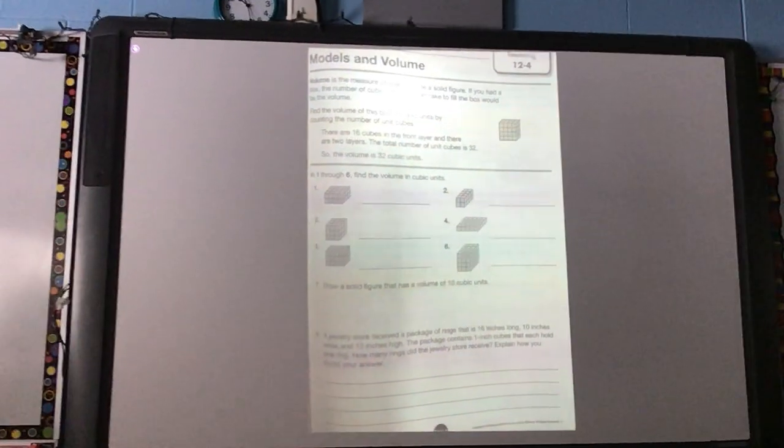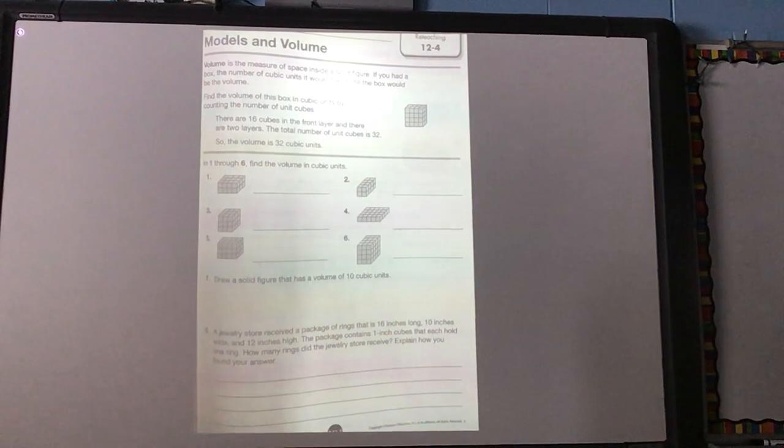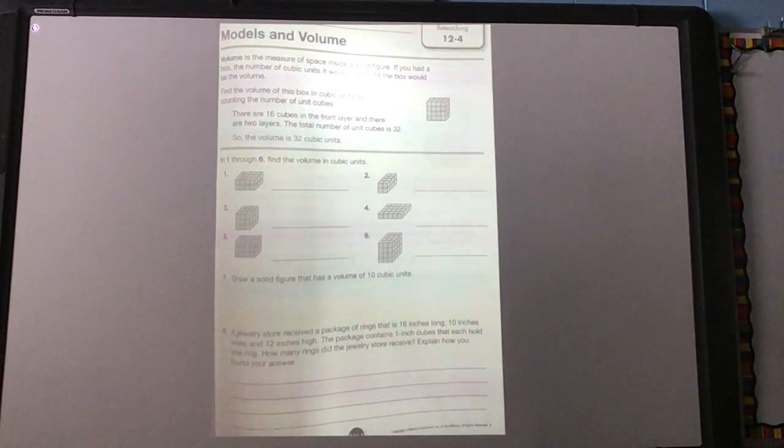All right, so with your math notebooks out, we're going to go through some of these together. It says at the top that volume is the measure of space inside a solid figure. If you had a box, the number of cubic units it would take to fill the box would be the volume. Find the volume of this box in cubic units by counting the number of cubic units.